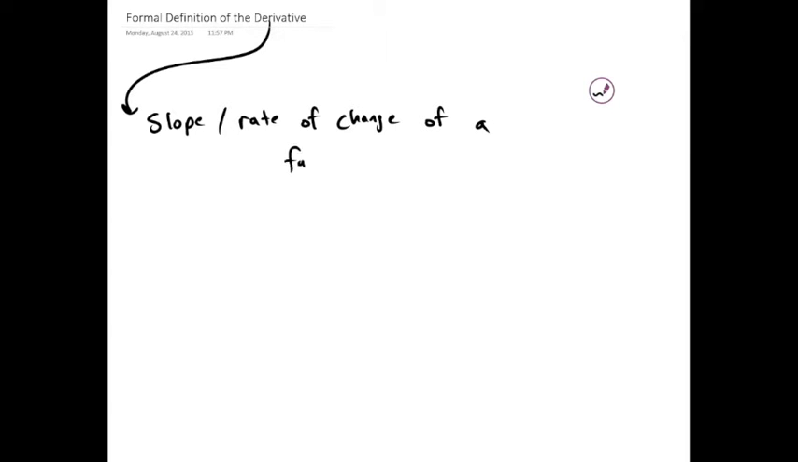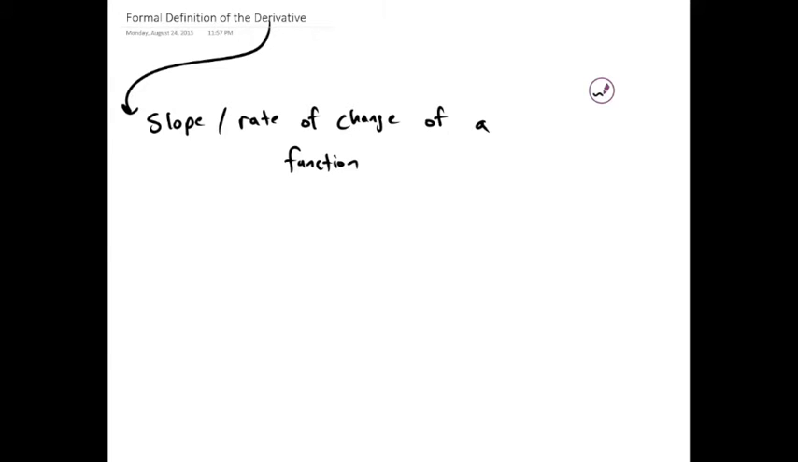We're going to go over the formal definition of a derivative. The derivative is the slope of a function. It's also the rate of change of the function, and it's pretty much a function itself. So if I have an f of x, and I have the derivative of f, I can plug in values of x to find the slope at each x value.